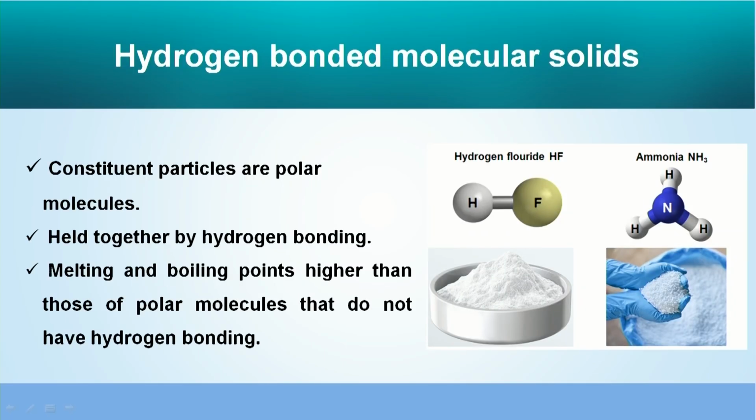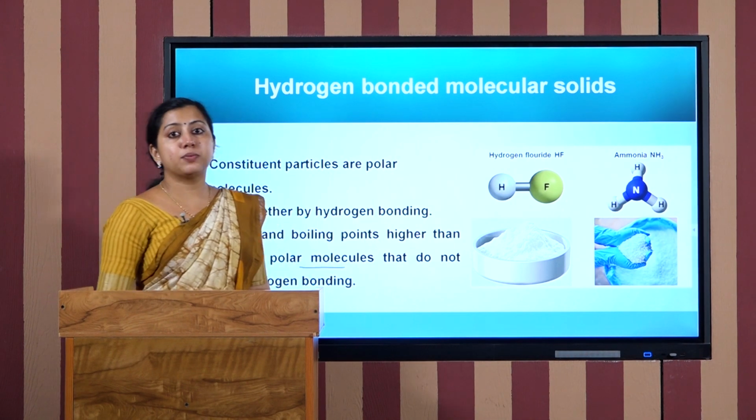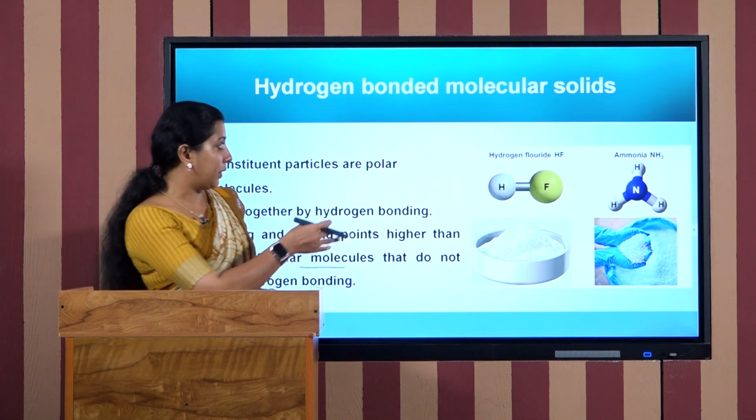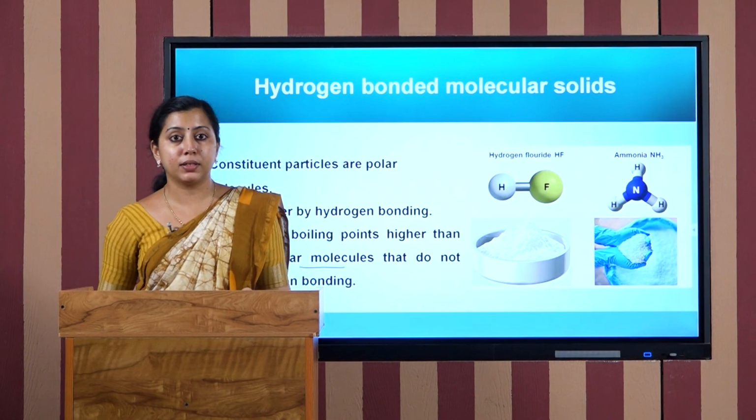Next is hydrogen bonded molecular solids. We know that in hydrogen bonded molecular solids, the constituent particles are molecules and they are held together by hydrogen bonding. In hydrogen bonded molecular solids, the melting and boiling points are higher than those of the normal polar solids that do not have hydrogen bonding. Examples of hydrogen bonded molecular solids are hydrogen fluoride, ammonia, etc.